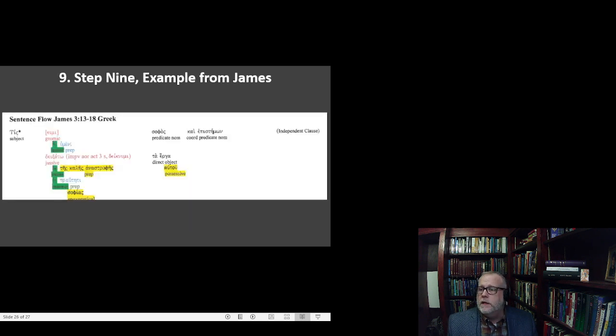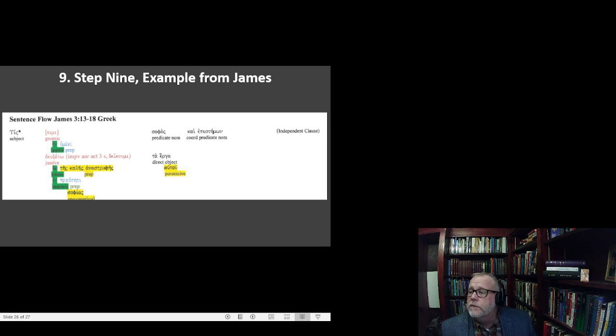Now, here is an example of my sentence flow from a James project I worked on. Notice here that underneath each Greek word, I have identified the role of that word. So tis is an indefinite pronoun, but it is the subject. It's in the nominative case. And then under esti, I've decided on the nomic use of the verb. He is, but he always is.